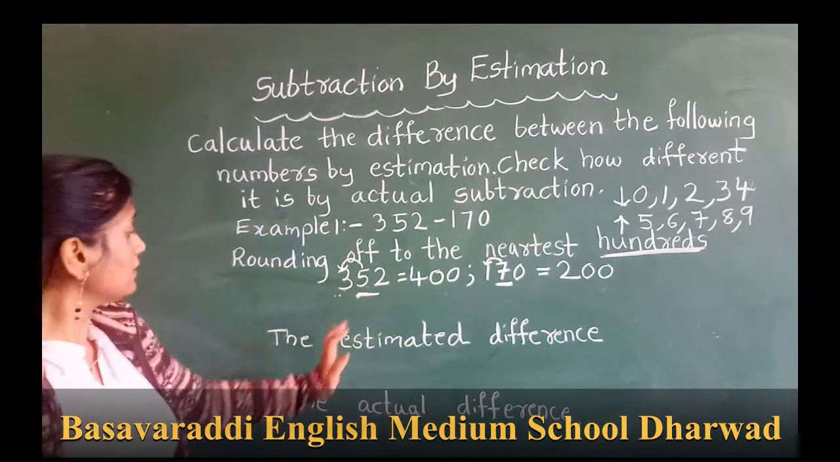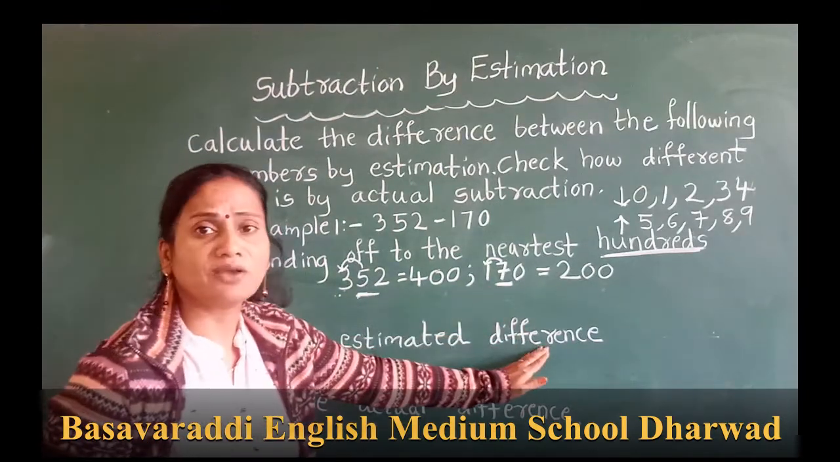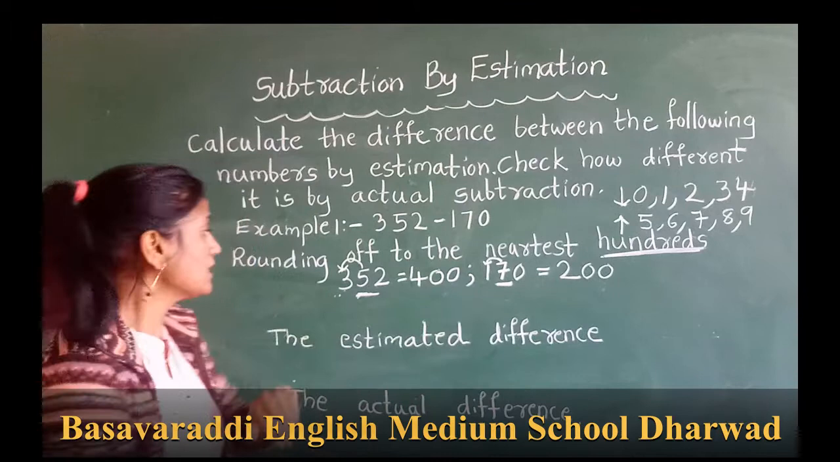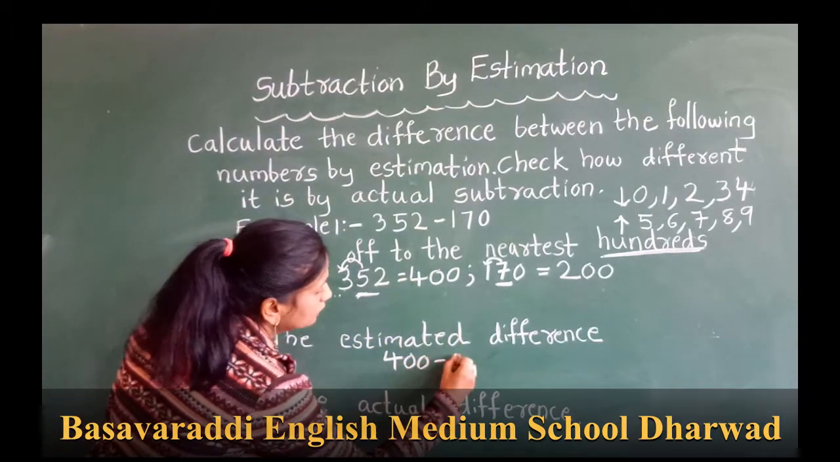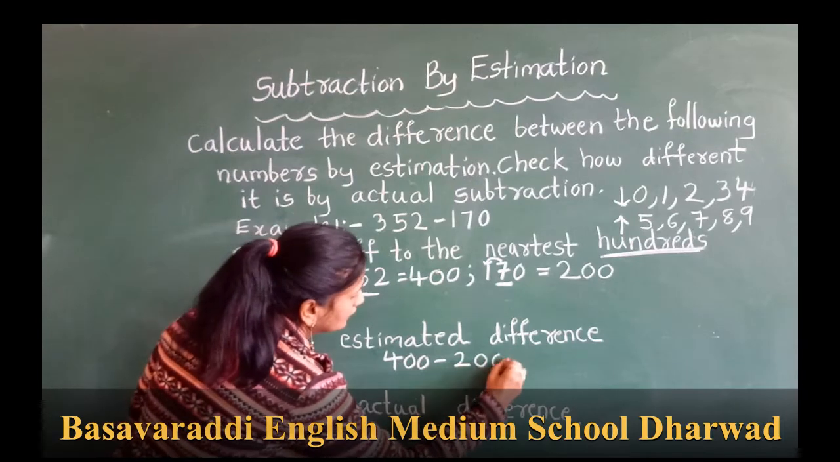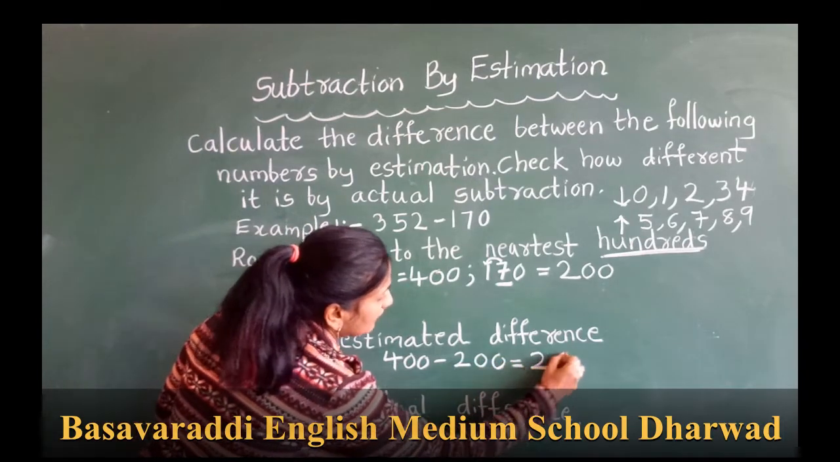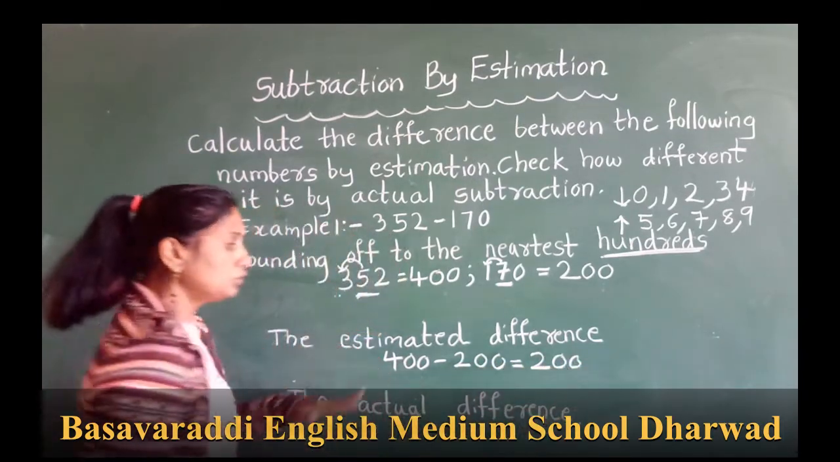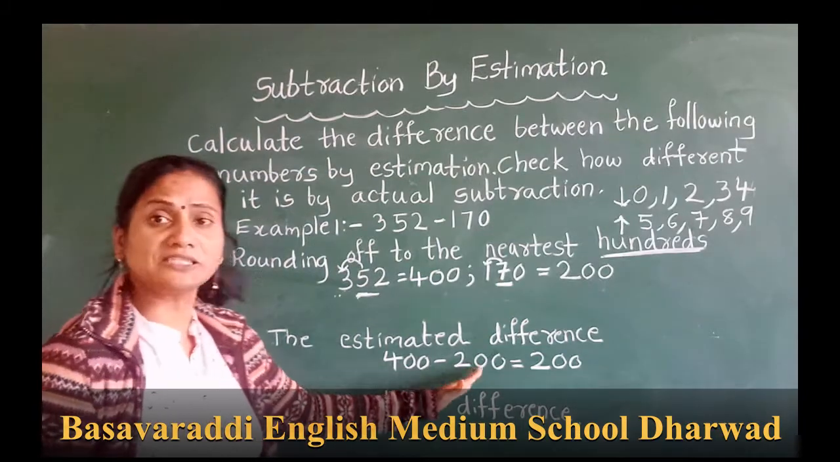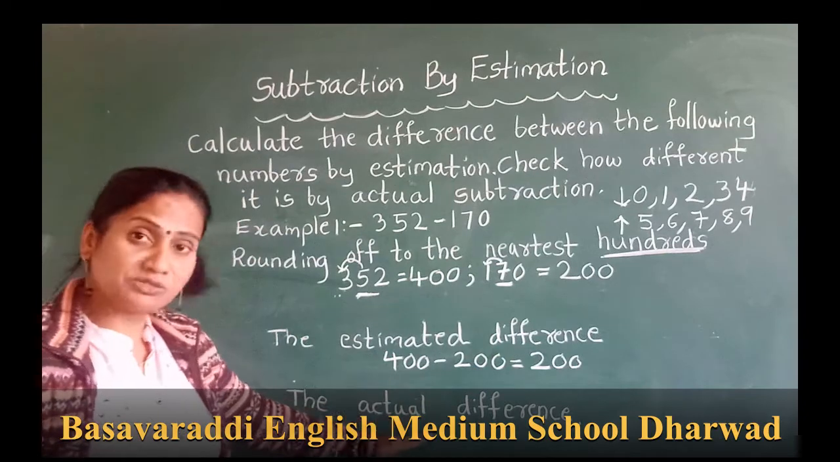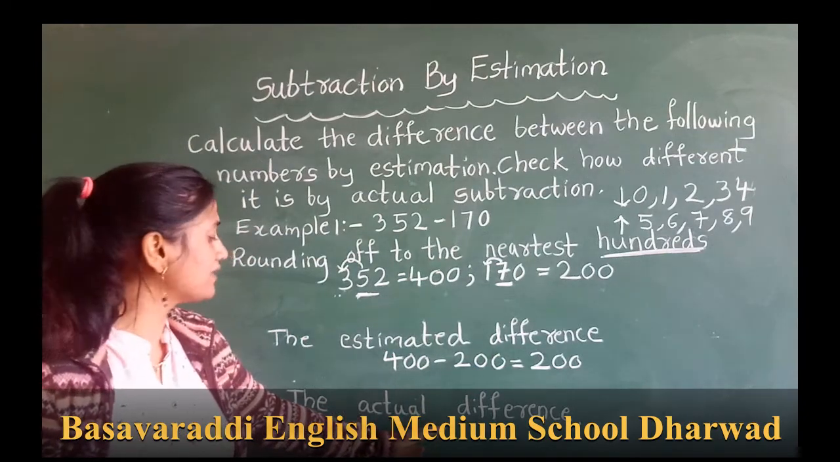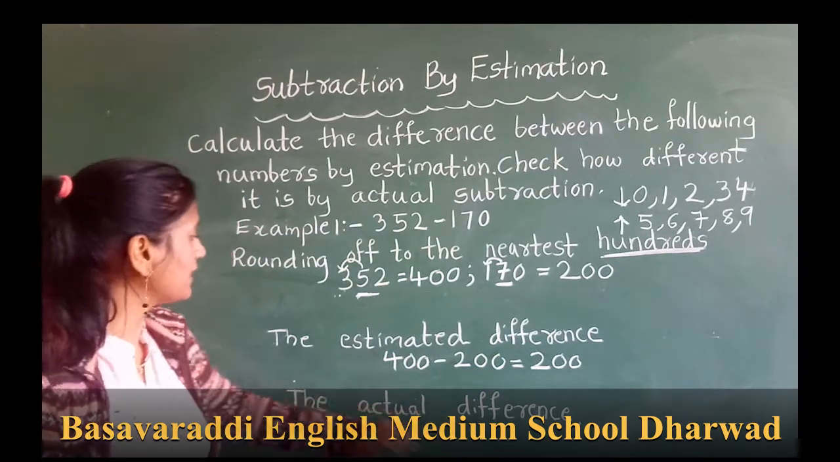Now what happened? Now estimate the difference. 400 minus 200, so this is the estimated number, that is 200. We are rounding up the difference.